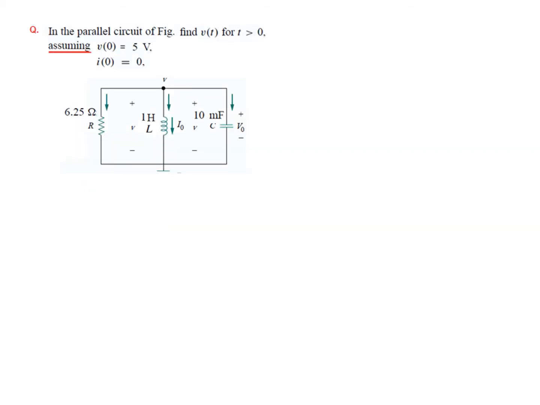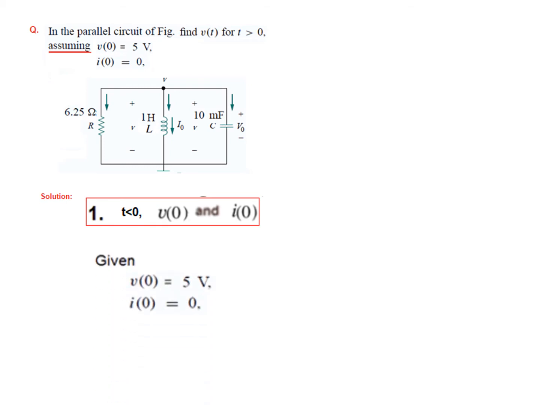And this is the question. Here the initial voltage and initial current is given. We have to find Vt for t greater than 0. So the first step, as you know, is that we need to find V0 and I0 for t less than 0, which fortunately is given both here. So just write down those two values. So this is our step number 1.